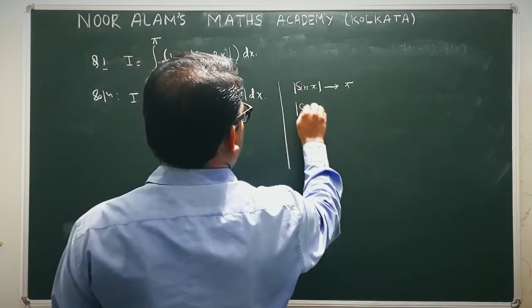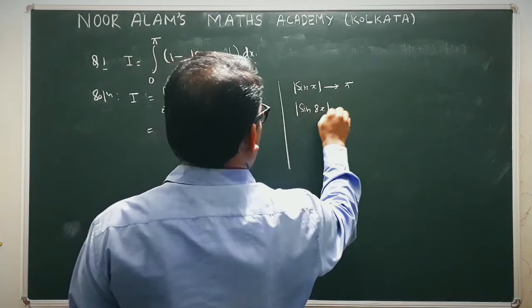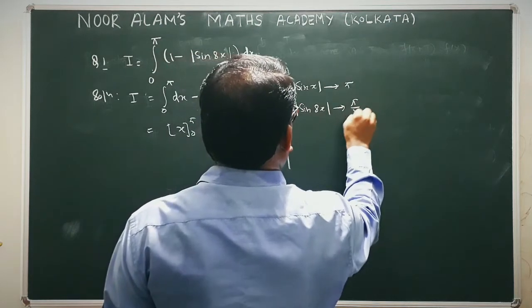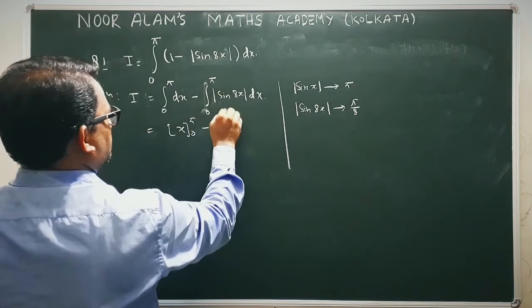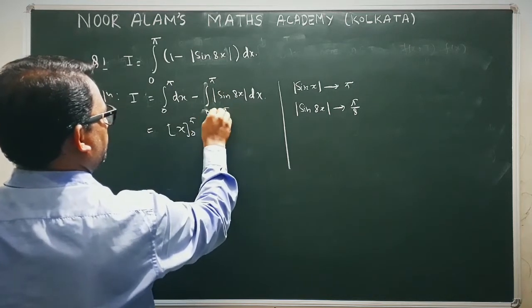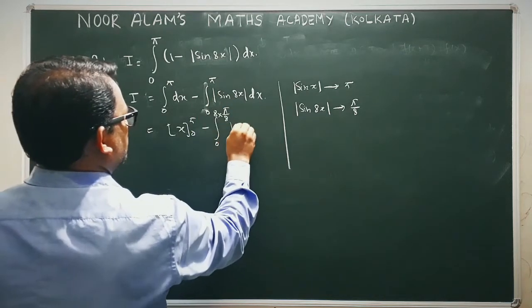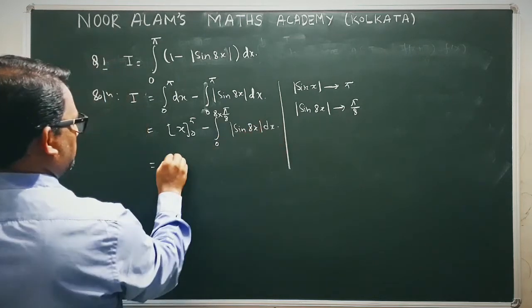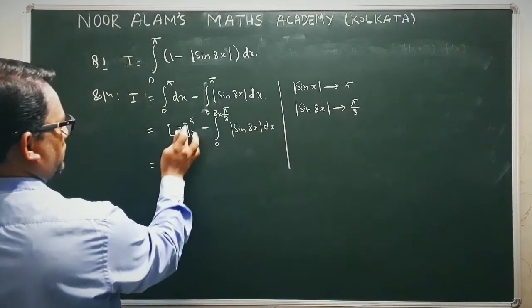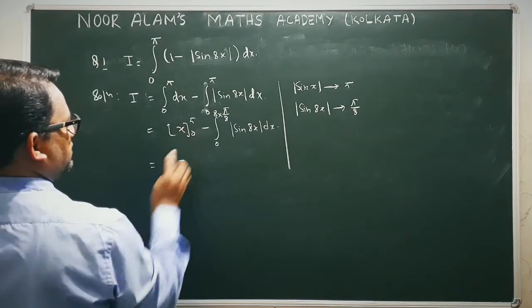So therefore sine of 8x mod has the period pi by 8. So therefore we can write these things as pi by 8 multiplied with 8. Now mod of sine 8x dx. So therefore here we apply one formula. Now upper limit is pi, lower limit is 0.